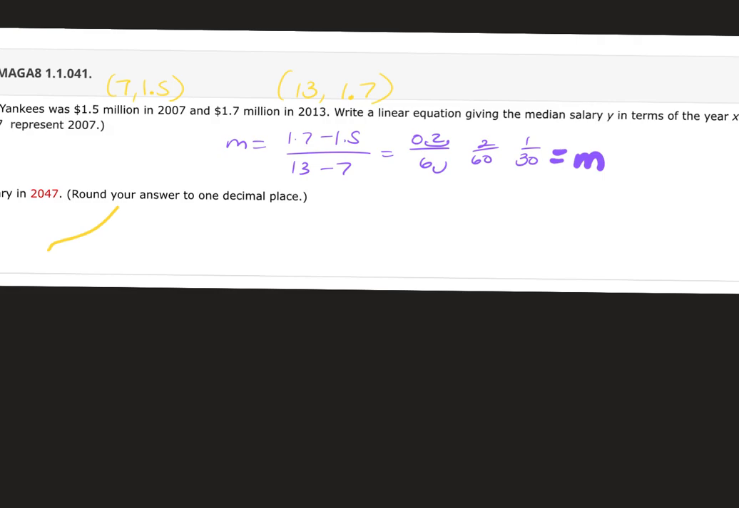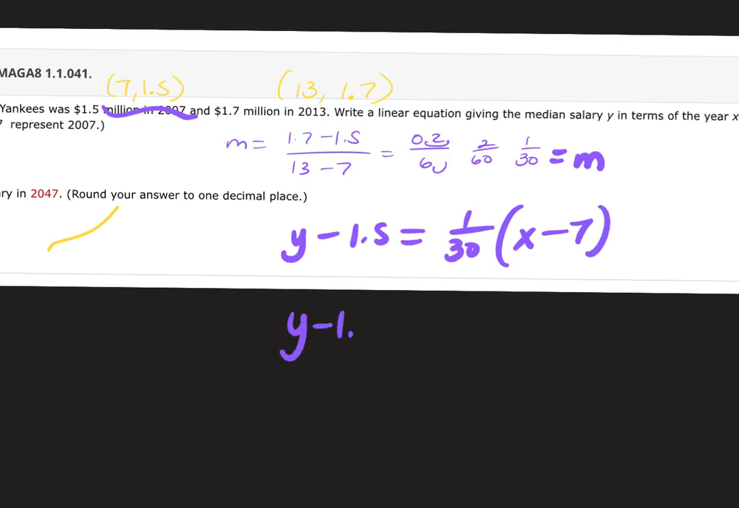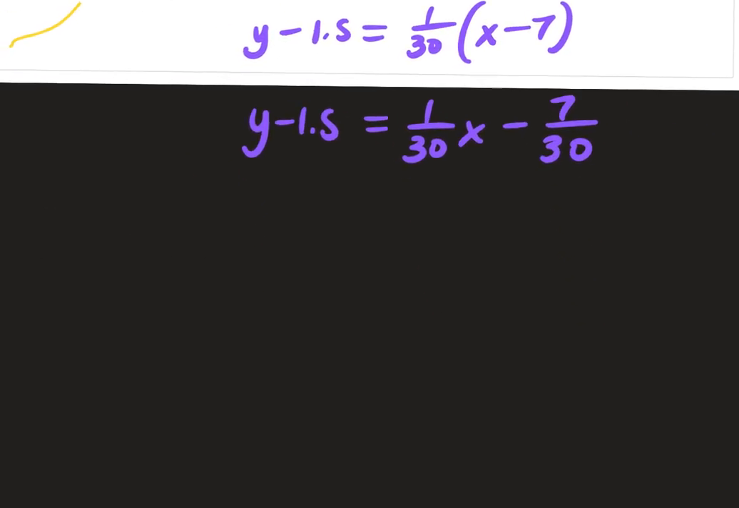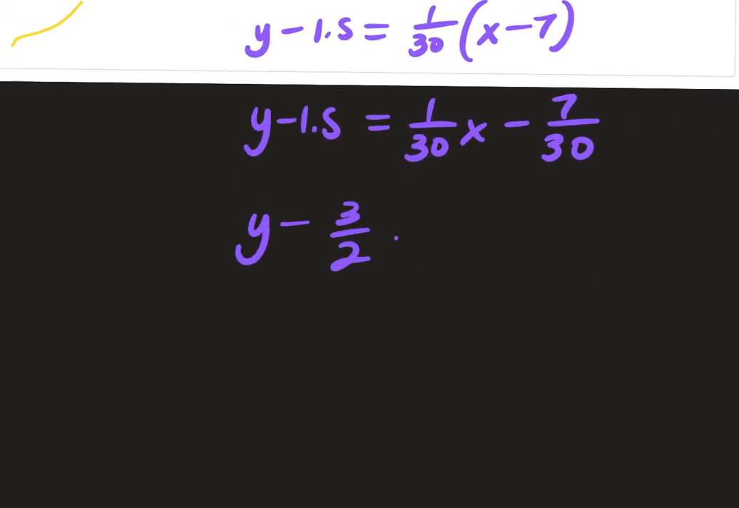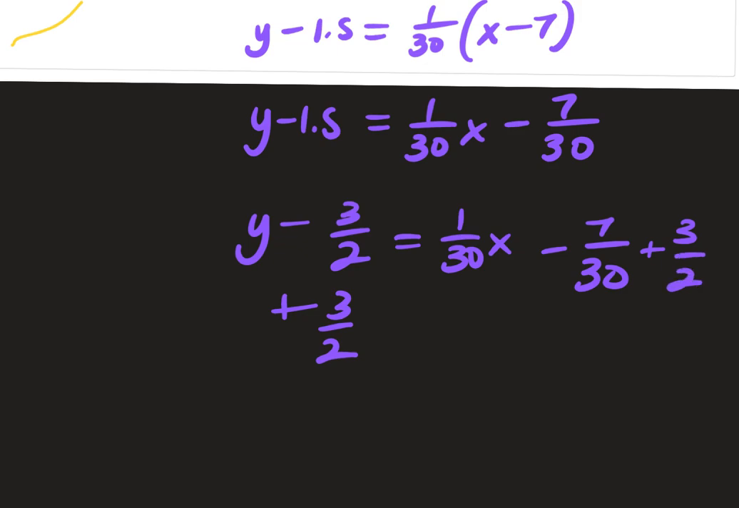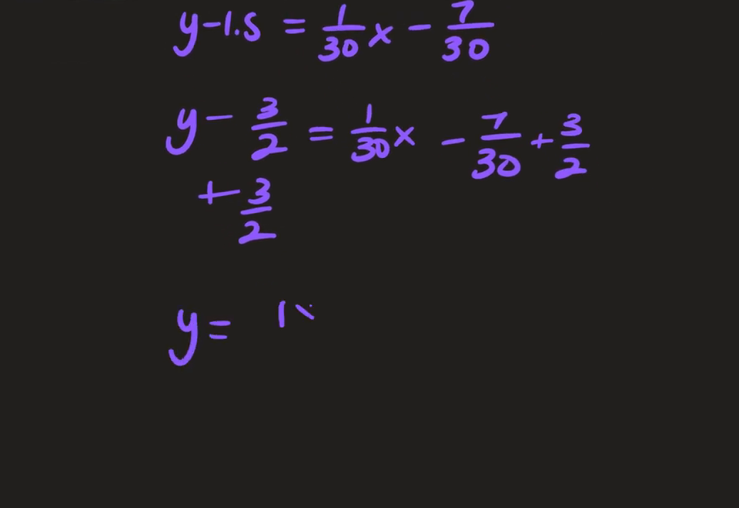Then you have to find the equation. So you can either do point slope or you can do slope intercept. If you do point slope, then you'd get Y minus, and I can pick either point here. So if I pick this guy, Y minus 1.5 equals 1/30th times X minus 7. And then I get Y minus 1.5 equals 1/30th X minus 7/30ths. Okay, 1.5 is 3/2. And then I can add the 3/2. And I get Y equals 1/30th X.